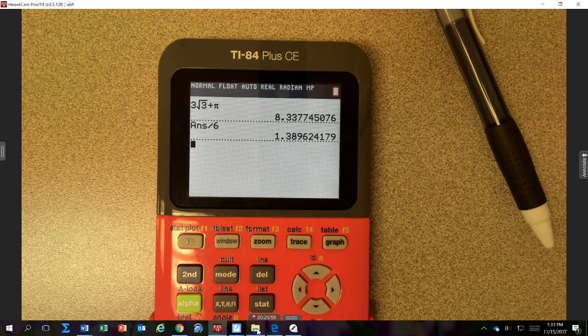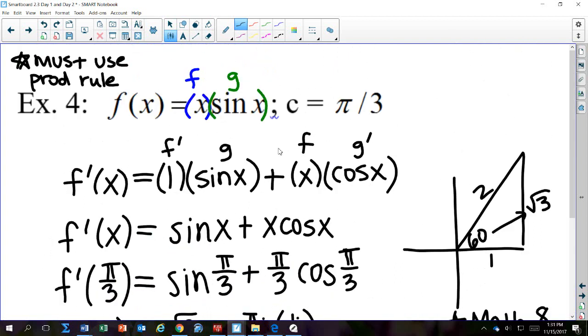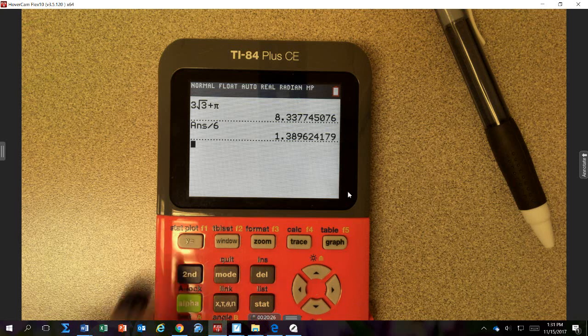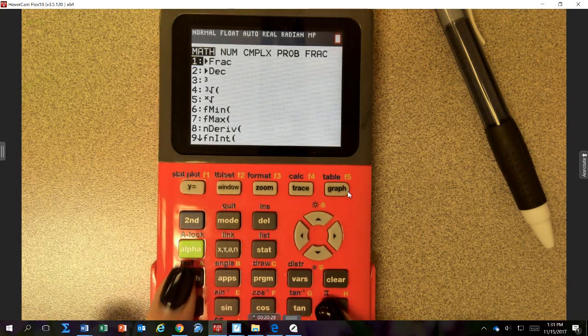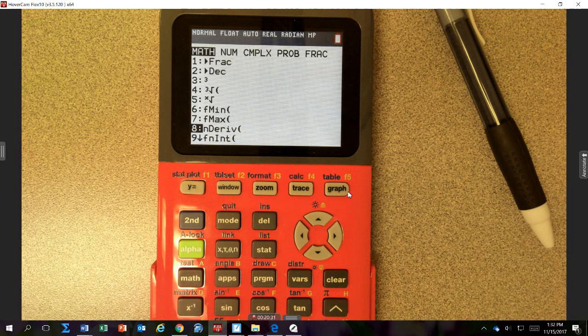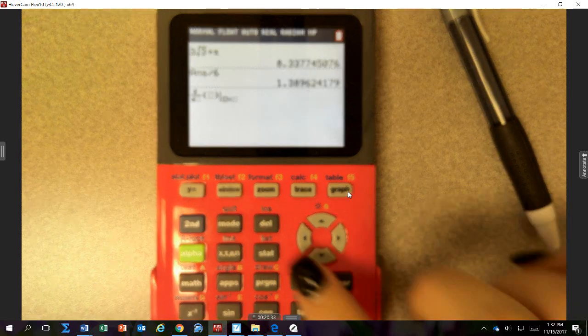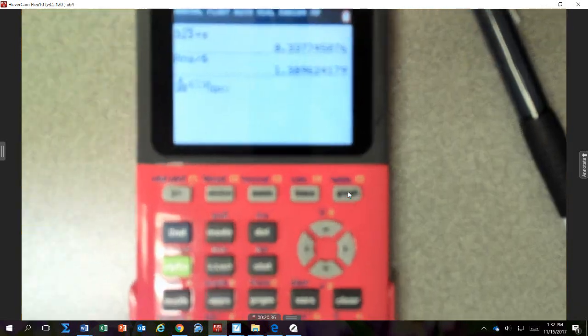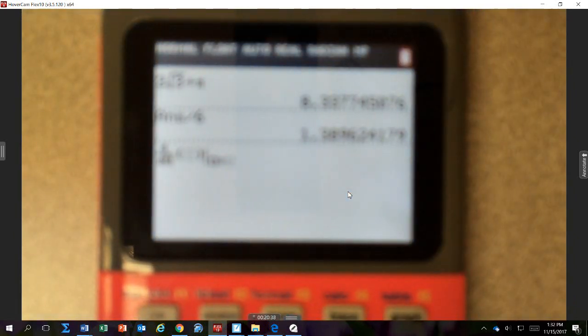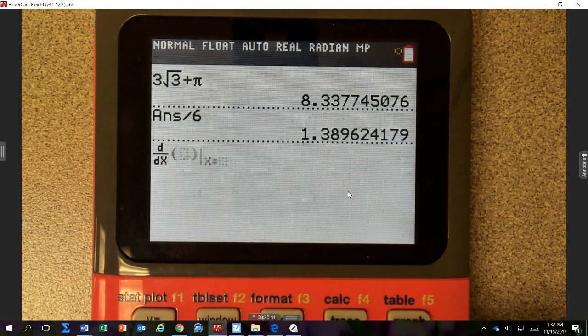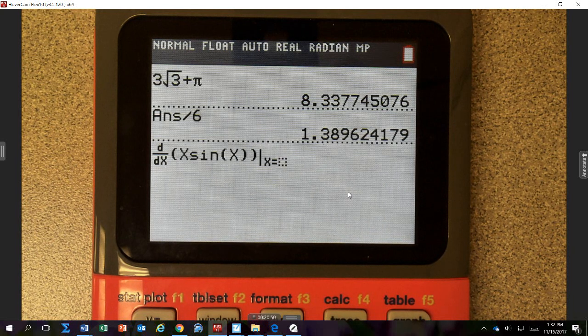Now what I'm going to do on my calculator to check my work is I know that my function is x sine x. I'm going to go to math, arrow down to number 8. Okay, and I'm differentiating with respect to x. Zoom in here. I'm differentiating with respect to x. I'm going to put in my function, which is x sine x. Okay. Close my parenthesis. Okay, and then what x value am I trying to plug in? Pi over 3.